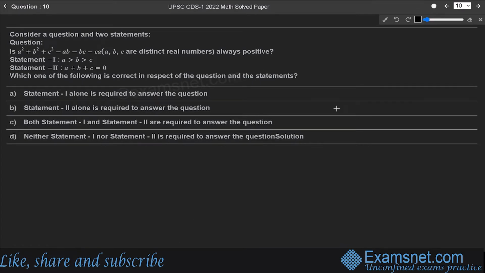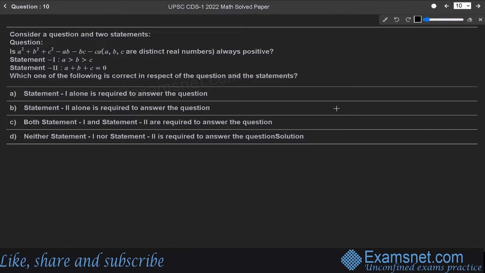Question is, is a square plus b square plus c square minus ab minus bc minus ca always positive, where a, b and c are distinct real numbers. And the statements are: statement 1, a is greater than b is greater than c. Statement 2 is a plus b plus c is equal to 0. Which one of the following is correct in respect of the question and the statements? It is also similar to the previous question that we have solved.